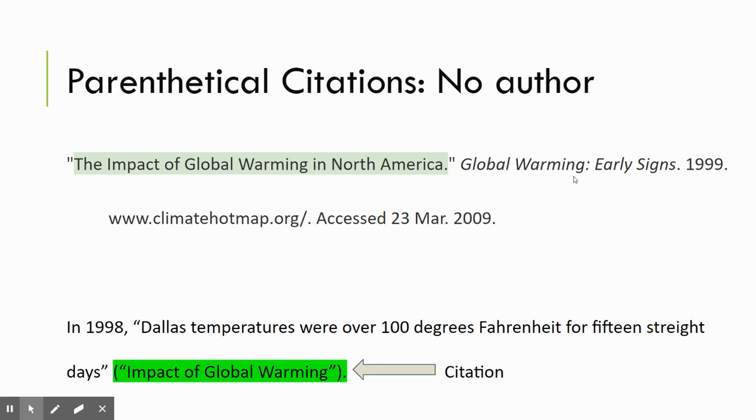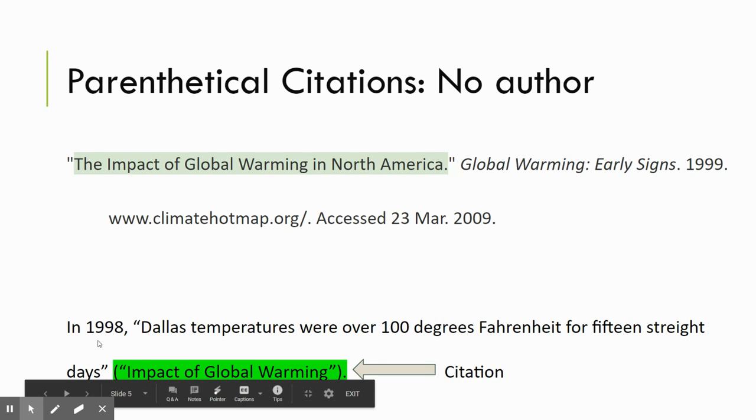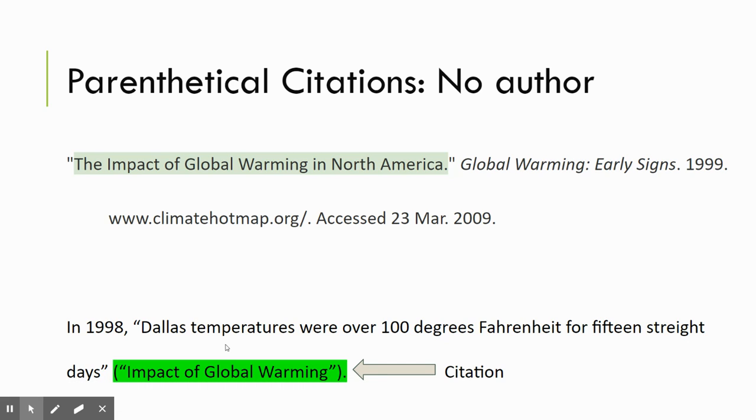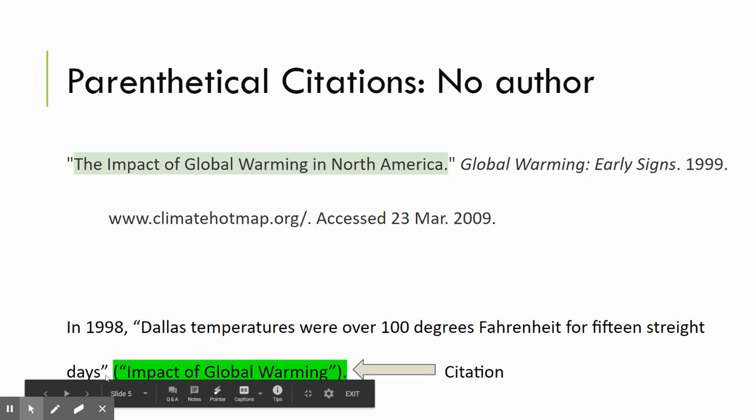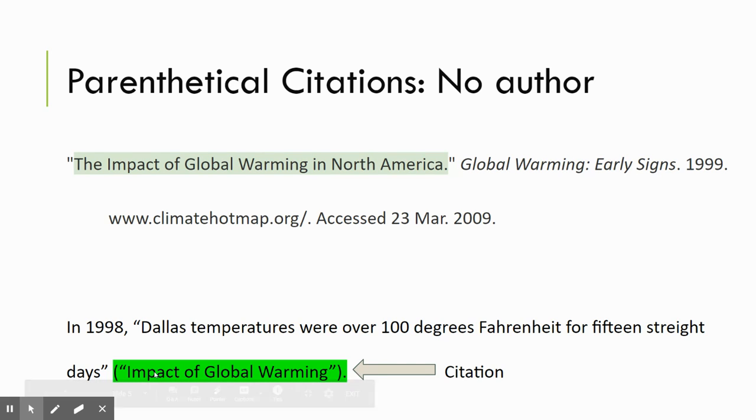Let's say that I was incorporating a direct quote from this source into my paper. Here's an example. In 1998, quote, Dallas temperatures were over 100 degrees Fahrenheit for 15 straight days. Notice that after the quote, I incorporate my parenthetical citation. In the text of a paper, the parenthetical citation is an indicator to your reader that you have taken the time to properly cite your sources.